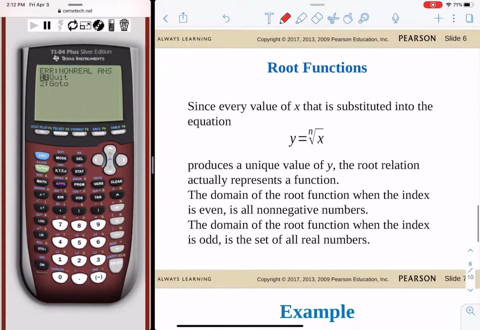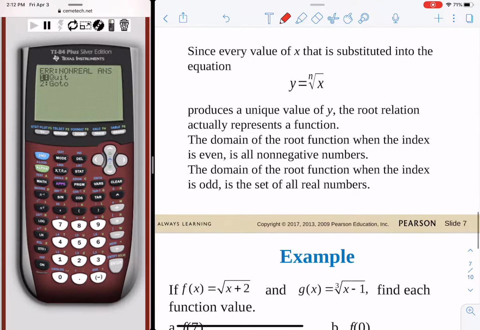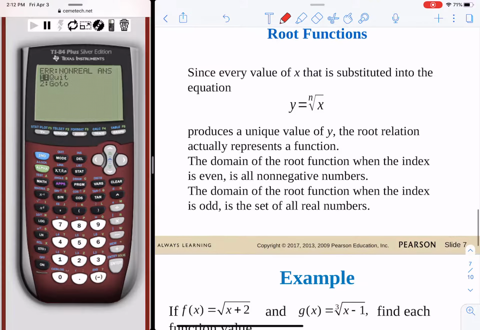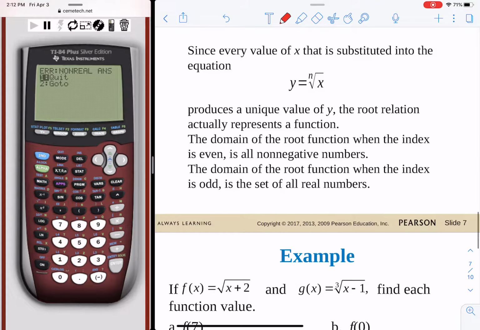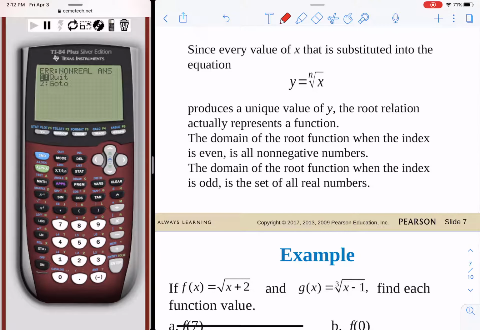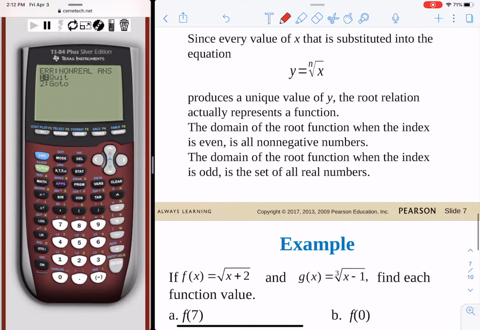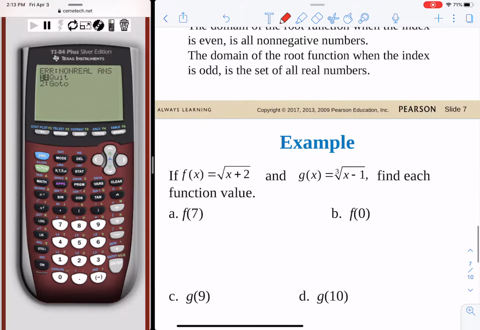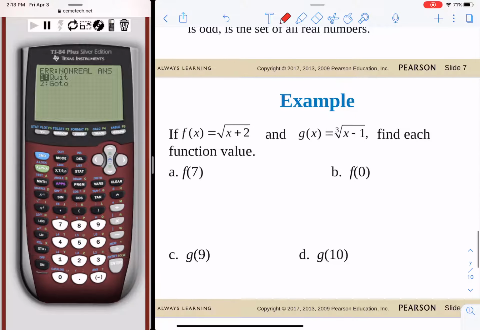So we want to graph the square root and cube root of functions. Typically, we can simply do this using a calculator. So we just have to be careful with the domain of the function. I'll show you how to do this using the calculator. Here we have two functions, square root of x plus 2 and cube root of x minus 1. We want to find each function value.